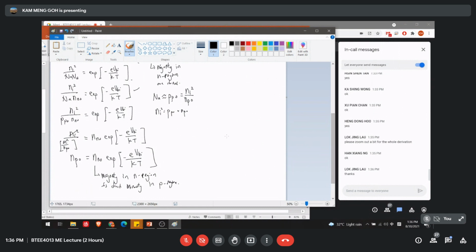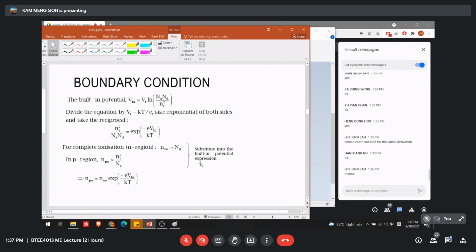So let's say if the question gives you ND, let's say it's 1 times 10 to the power 15, then you will be asked to find all these things. If you are also given the VBI, let's say it's 0.625, you will be asked to calculate everything over here. Very simple and easy. And KT over E is equal to 0.0259, if you put everything originally without changing into the eV. Okay, then we continue if there's no question.